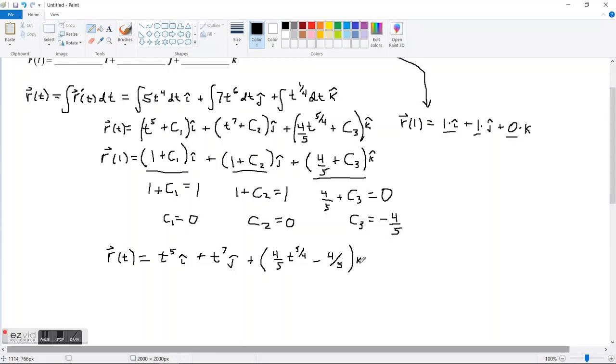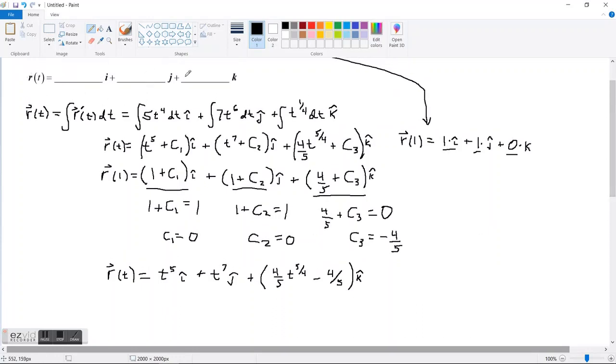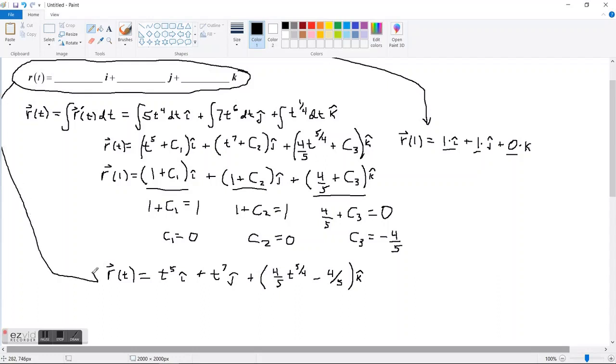And there's our final result without any constants of integration left in it. We've solved for all of them. And I'm not going to rewrite it up here, I'm just going to indicate that our final result is right here. We are done. We have found r of t.